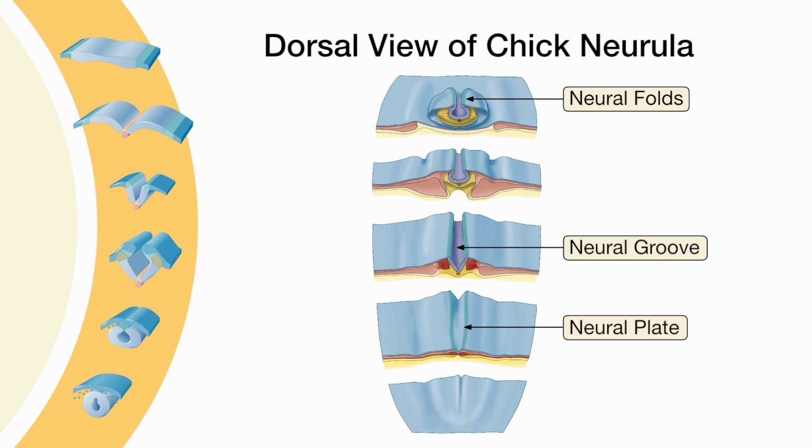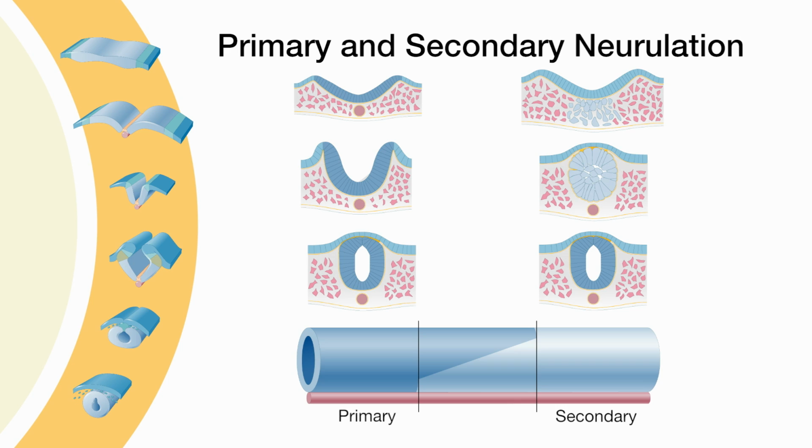Previously, I mentioned that neurulation can occur in two different ways, called primary and secondary neurulation. Primary neurulation specifically refers to anterior neural tube formation through the folding and pinching off of the neural plate into a hollow tube. Secondary neurulation creates a similar hollow neural tube through the aggregation of mesenchyme into a solid cord that then subsequently forms a cavity at its core.